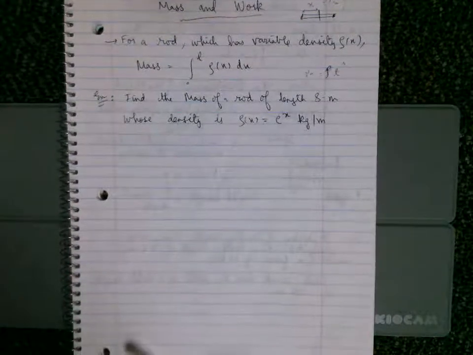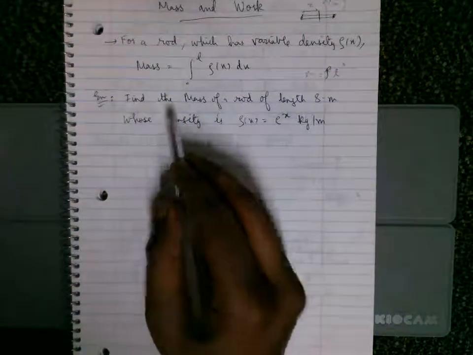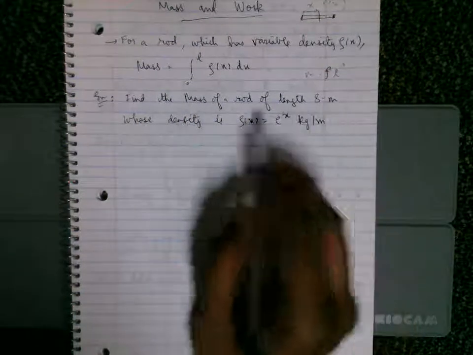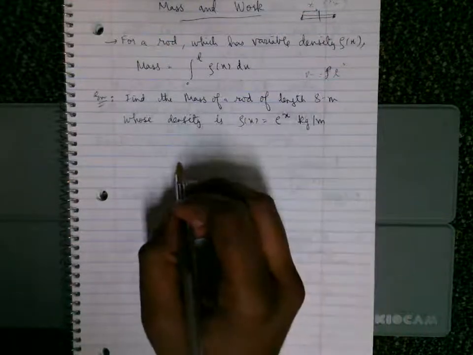So let's look at an example. We want to find out the mass of a rod of length 8 meters whose density rho of x is equal to e to the power x kg per meter.